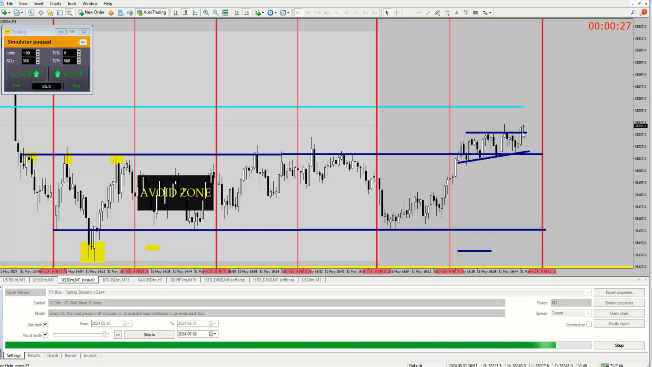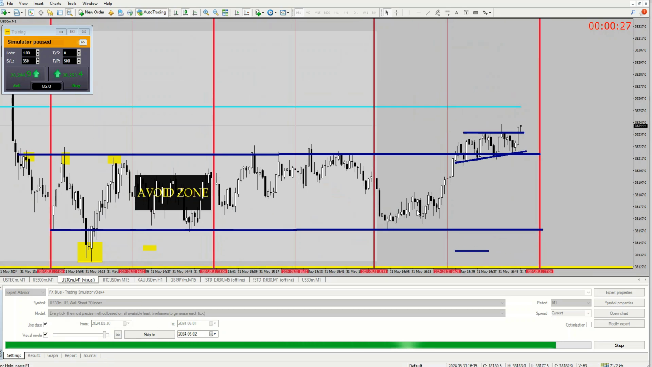I saw the candle breaking out, but this is not the one I took. Let's see. Wait a minute. Oh yes, this is the candle I took. Actually, yes, it's the candle I took. The reason I took this candle is, now count how many candles this candle has engulfed. I saw that it engulfed roughly 6 candles: 1, 2, 3, 4, 5, 6. It engulfed all these 6 candles. This is the candle I took.